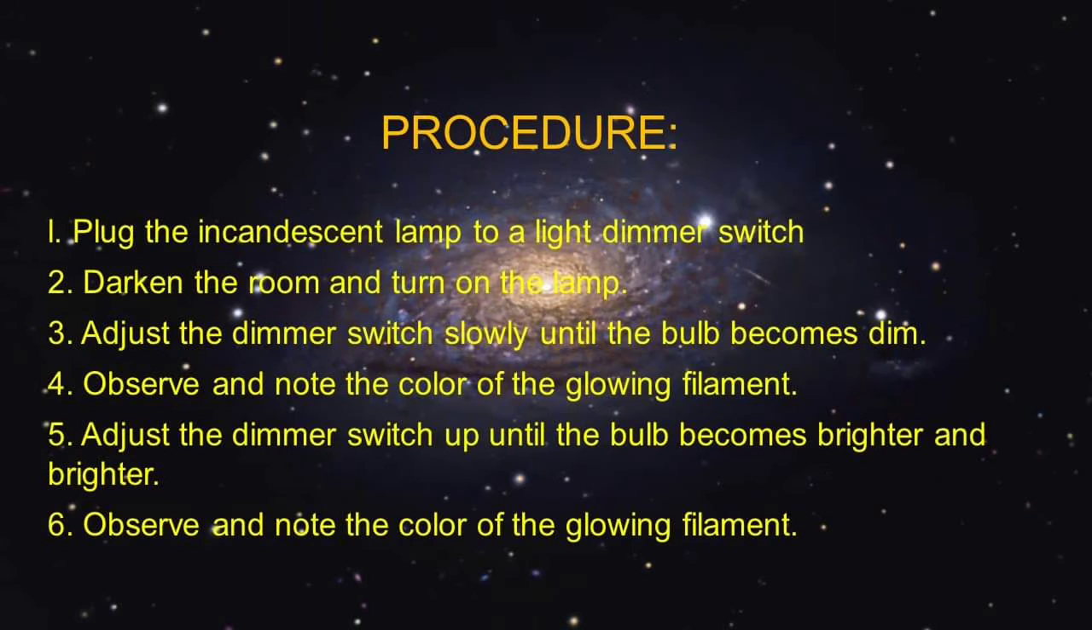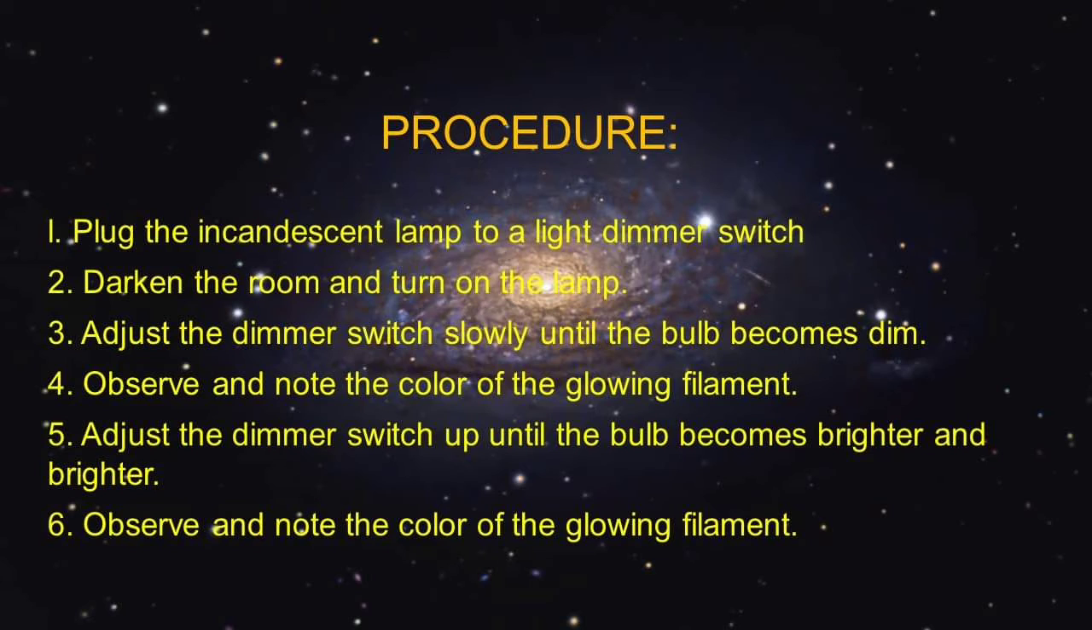First, plug the incandescent lamp to a light dimmer switch. Are all the incandescent lamps plugged into a light dimmer switch? Okay, very good, class. Now let's darken the room and turn on our lamps. Let's adjust the dimmer switch slowly until the bulb becomes dim. Okay, very good. All of you got it.